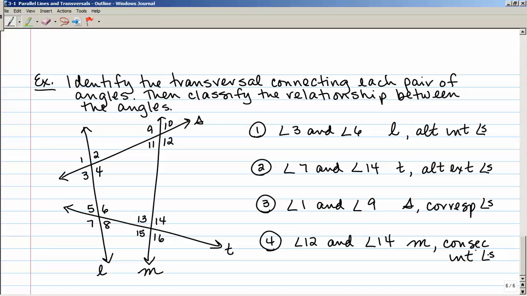So make sure you're aware of all of these different types of angles. Make flashcards if you need to. Go ahead and learn this vocabulary.